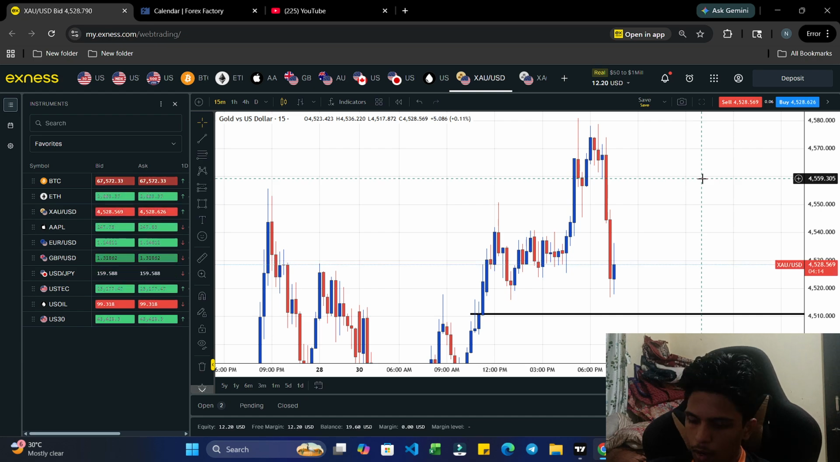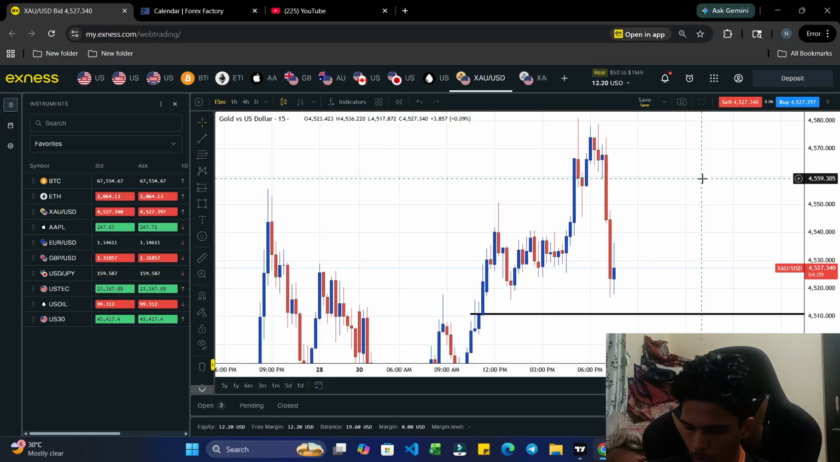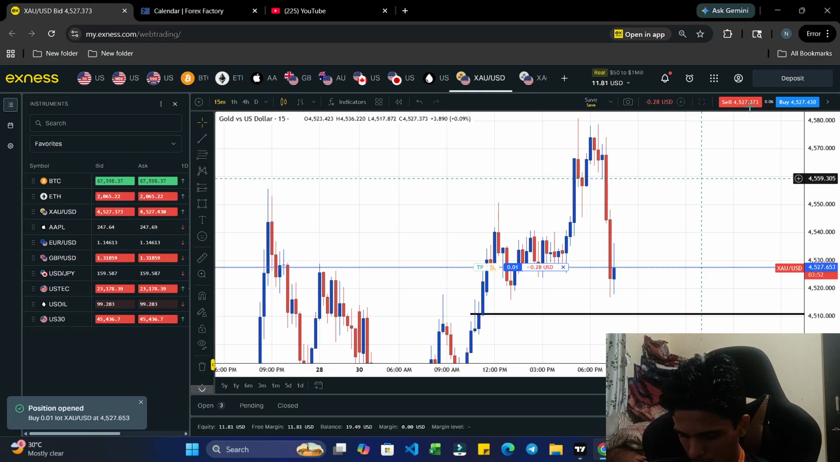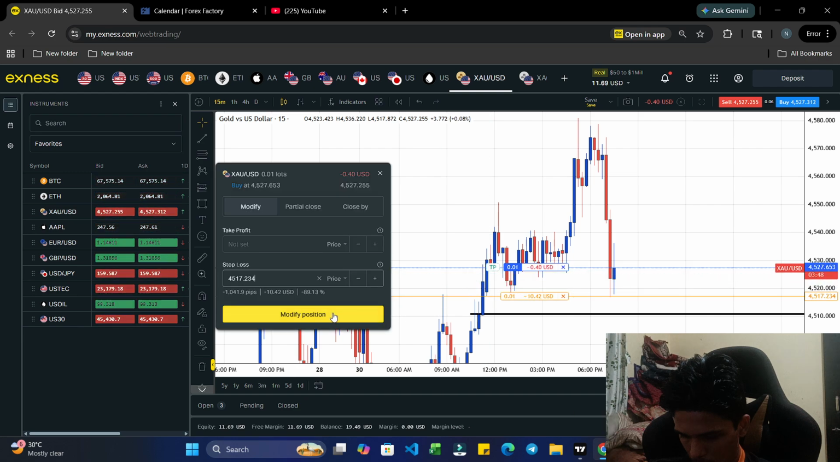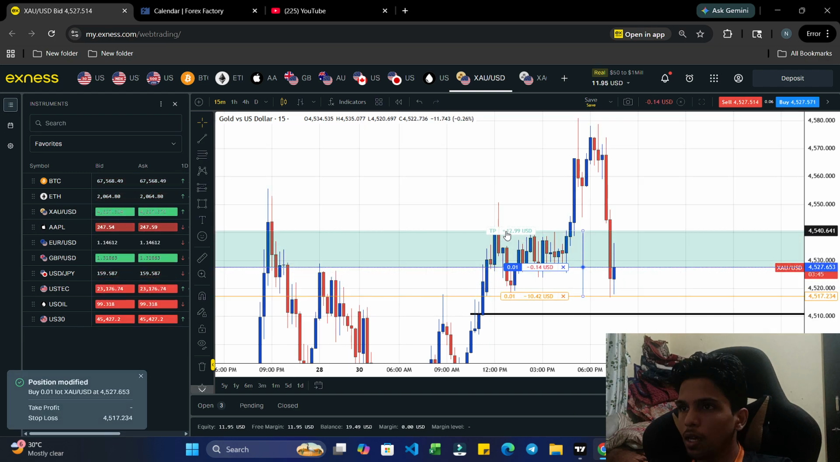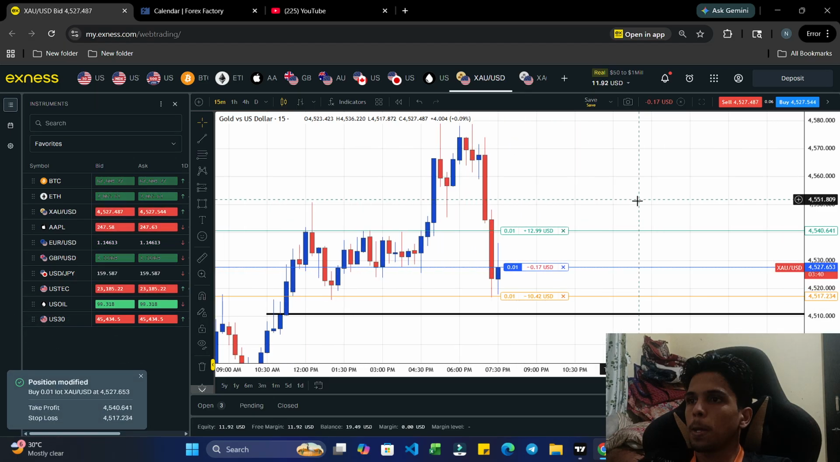After this candle, there is only one candle which can be seen. What is this? The oil has been done. No level of any type is there in the oil's mind. Oh, we have entered a very big size, but let's see what can happen, because there is nothing stopping us from taking the profit.